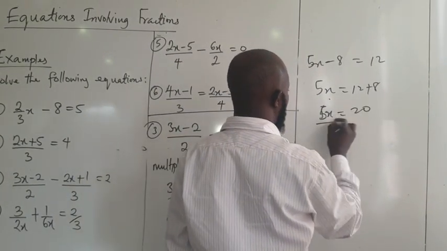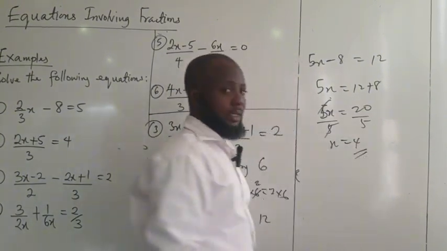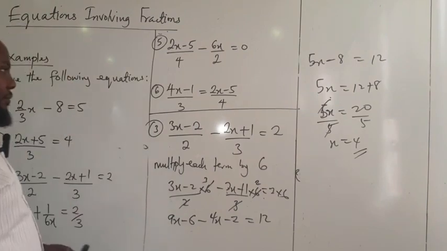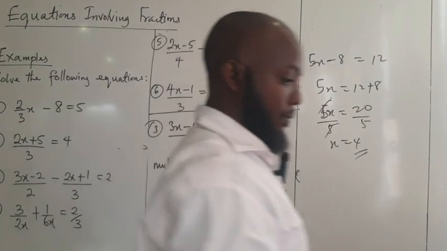5x equals 20. Divide both sides by 5. Then x equals 4. You can simply get the same answer. Alright? So that is that for question number 3. Then move to question number 4 now.